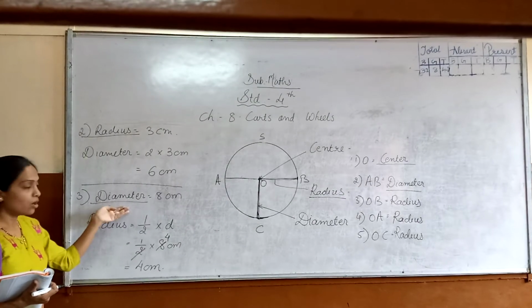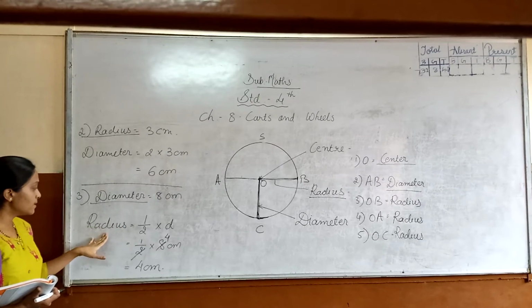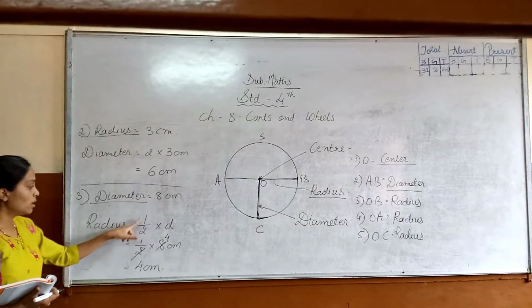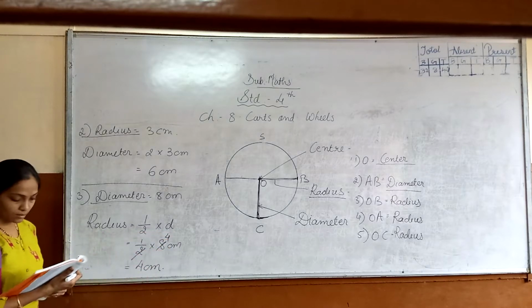Diameter दिया है और हमें radius find out करना है. So radius is half of the diameter. So half multiplied by diameter. So it is 4 centimeter.